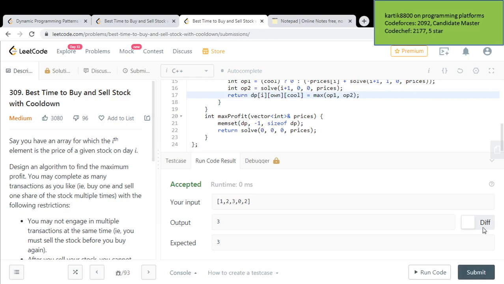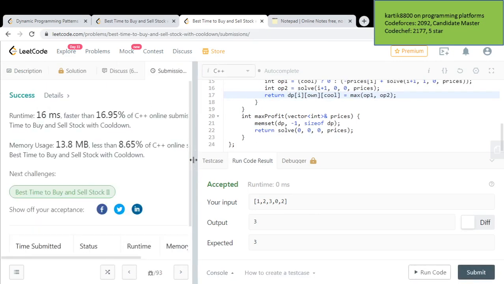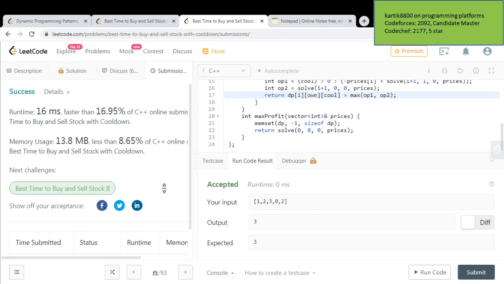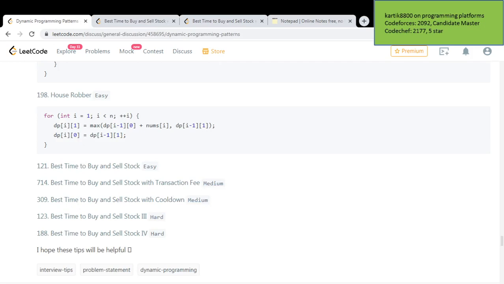I'll submit and see if we get the right answer or not. Oh, we got the right answer. Congratulations. Let's move to the next problem now. Now we have 2 problems left. Best time to buy and sell stock 3.